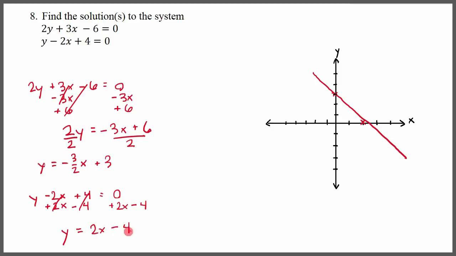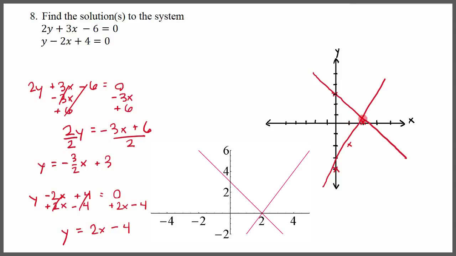And to graph this, I'm going to start at the y-intercept, (0, negative 4). And this equation has a slope of 2. So we go up 2 and over 1. And we construct our second line, which passes through the point (0, 2). So we can see that (0, 2) is the solution to this system of equations.